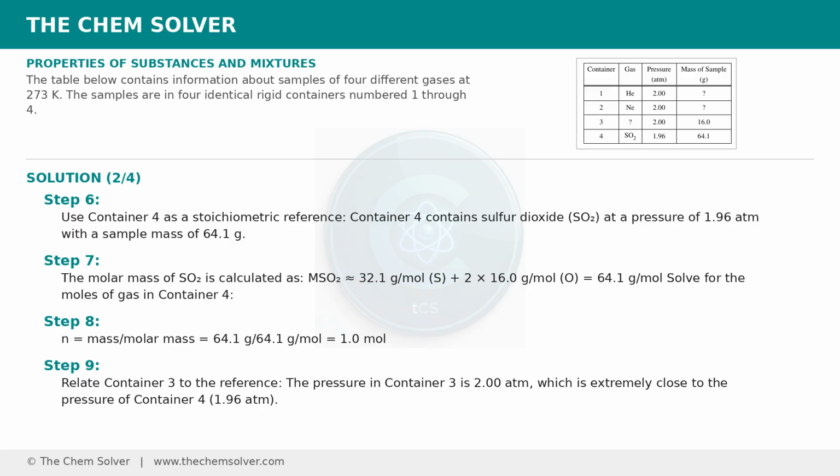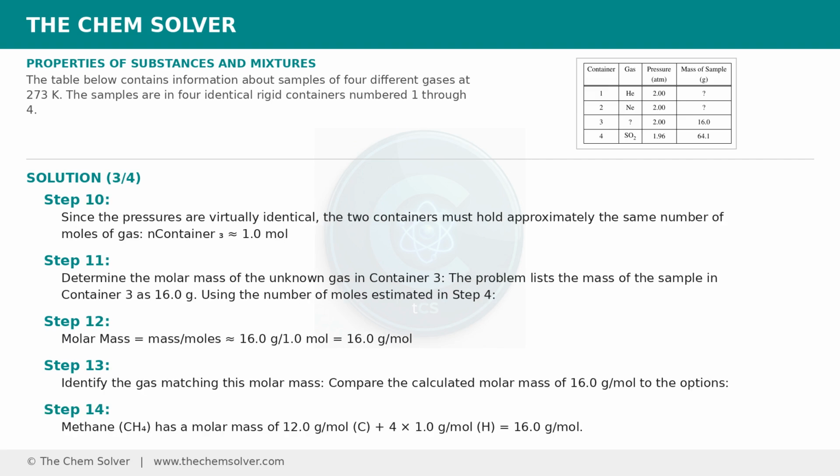Relate container 3 to the reference. The pressure in container 3 is 2.00 atmospheres, which is extremely close to the pressure of container 4, 1.96 atmospheres. Since the pressures are virtually identical, the two containers must hold approximately the same number of moles of gas. In container 3, approximately 1.0 moles.